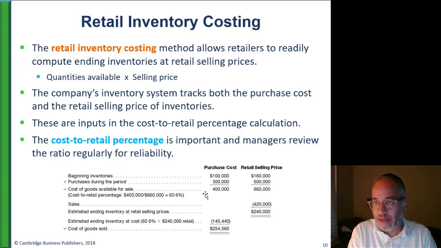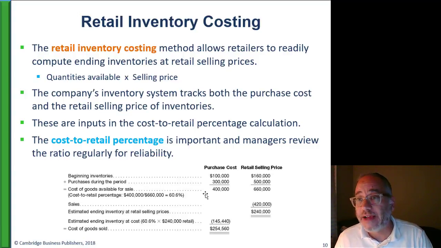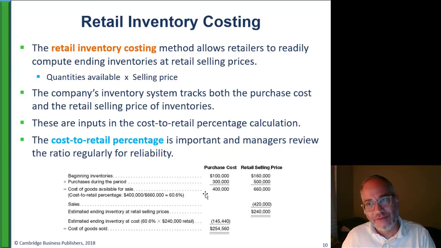Now we never value inventory at retail on the balance sheet, but it's good to know how much inventory is there. It's $240,000 at retail. Now what you might do is actually count it to see if it adds up to $240,000 or something close. If not, then you have something called shrinkage, i.e. the inventory is getting stolen or damaged.